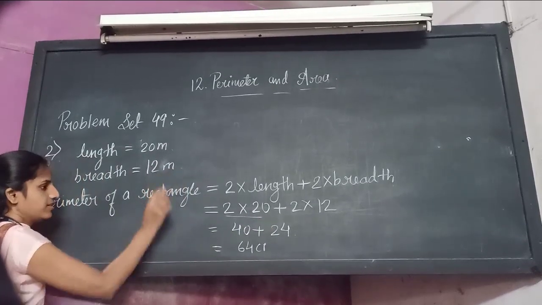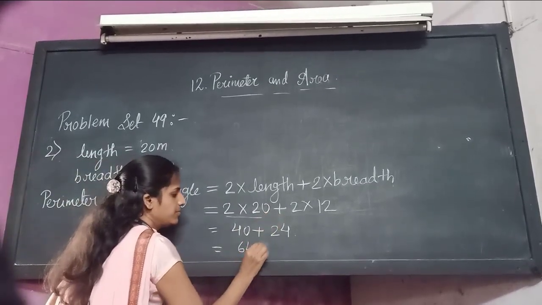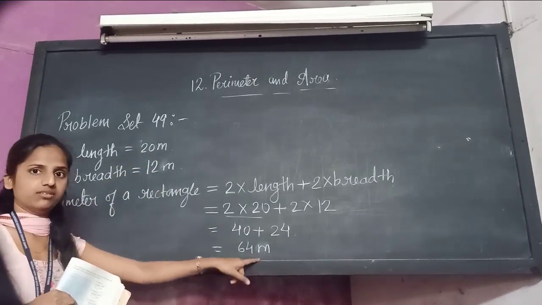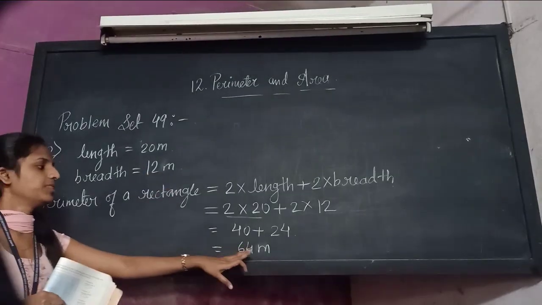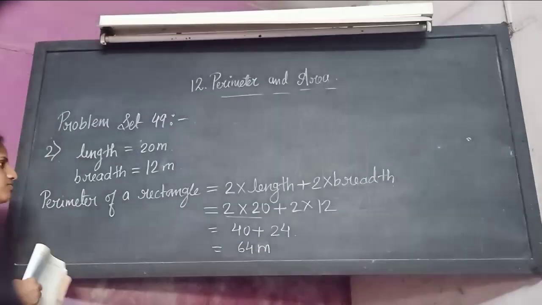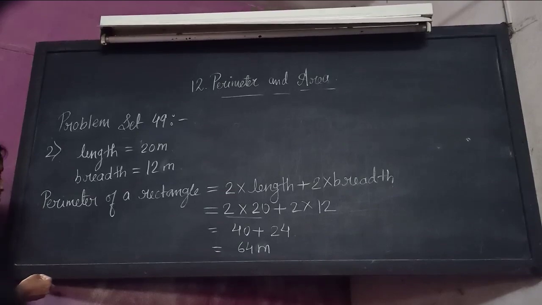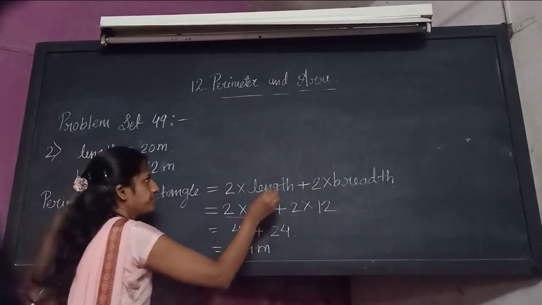It is given in meter, so write down the unit in meter. If it is given in centimeter, you will write centimeter here. Now we have meter, so the perimeter will be in meter only, that is 64 meter. So the perimeter of a rectangle is 64 meter. Just write down the statement.